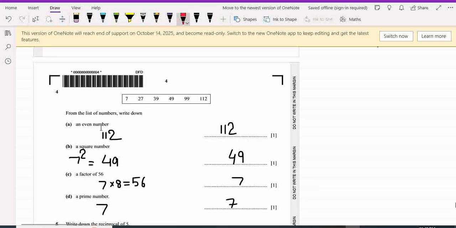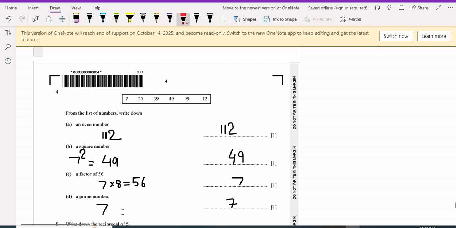Next is, we have to list a square number from this list. We know that 7 square is 49, so we write 49 as the answer. Next is, write a factor of 56. We know that 7 8s are 56, and 7 is there in the list, so 7 is a factor of 56. Next is a prime number.